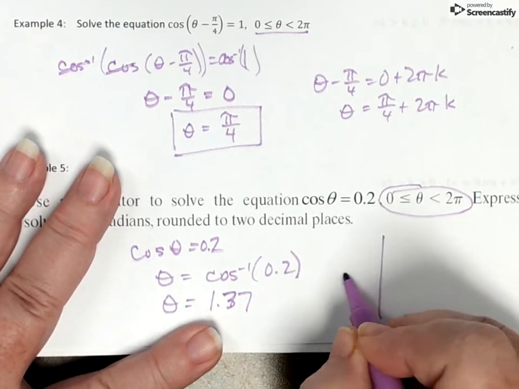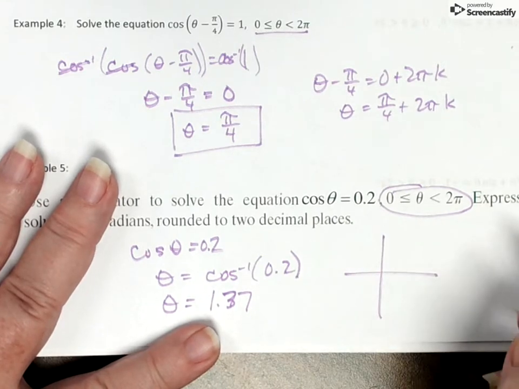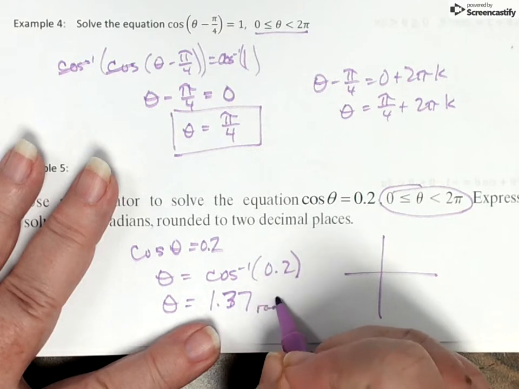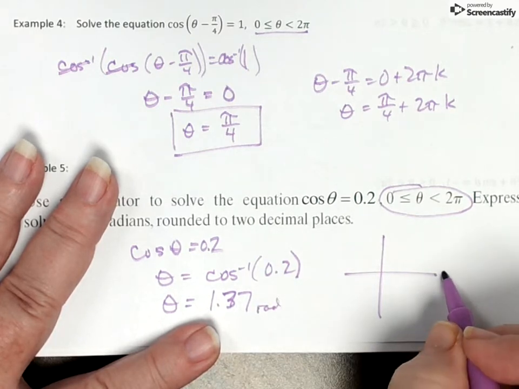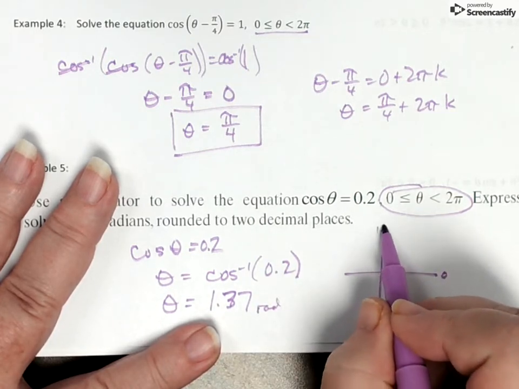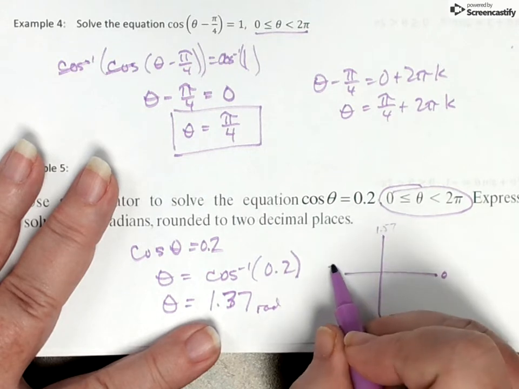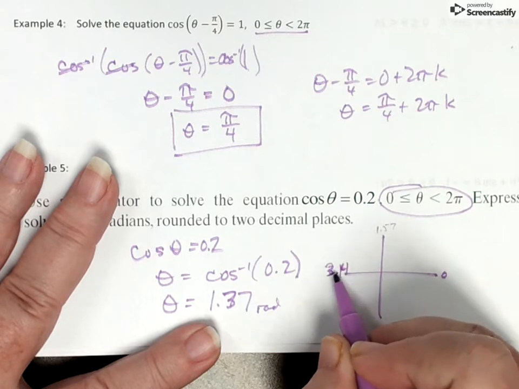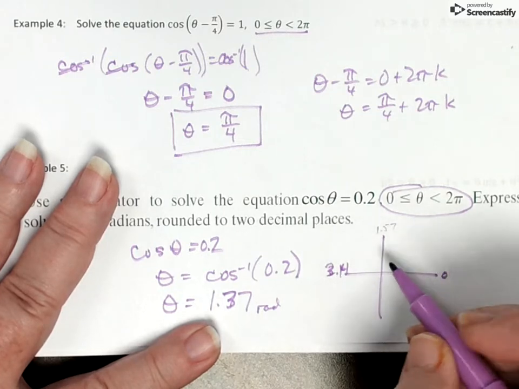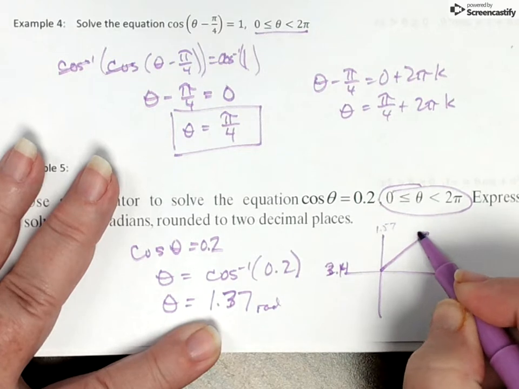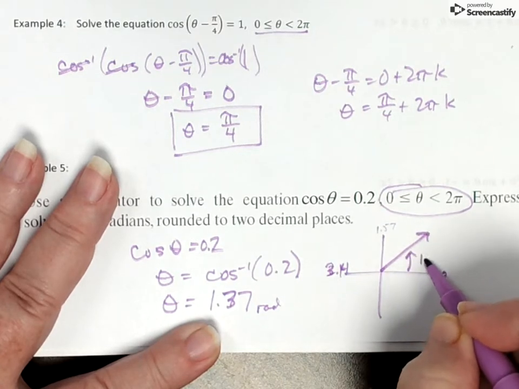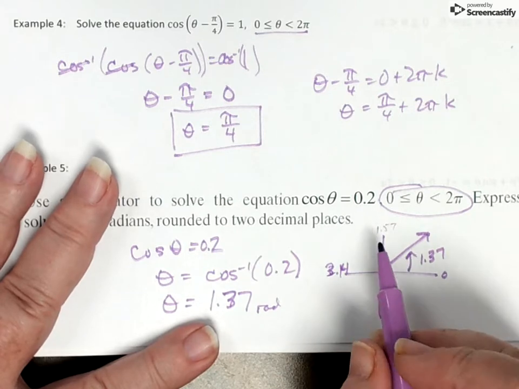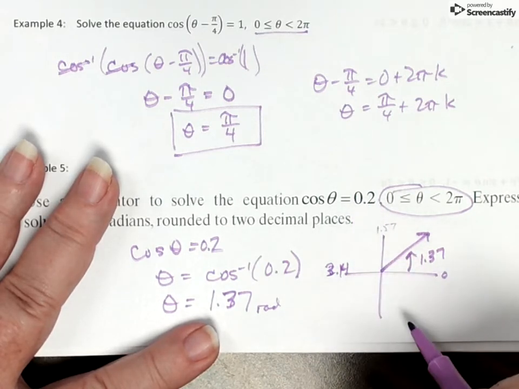Now, the problem here is that they want all possible answers between 0 and 2 pi. And when I draw my coordinate grid, and I recognize that 1.37 radians, remember radians would be 0, 1.57, and 3.14. That's the decimal versions of pi over 2 and pi. Then 1.37 is in quadrant 1, right here. Where else on the unit circle is the cosine value going to be a positive 0.2?